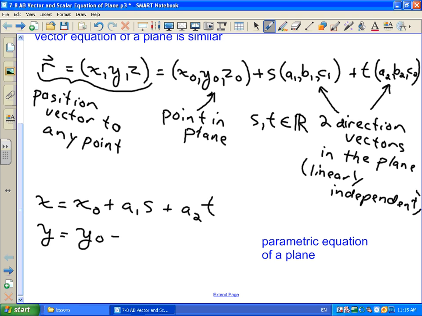y naught plus b1 s plus b2 t, and for z, we'll have z naught plus c1 s plus c2 times t. It gives us our parametric equation. So completely analogous here.